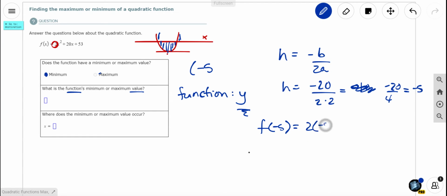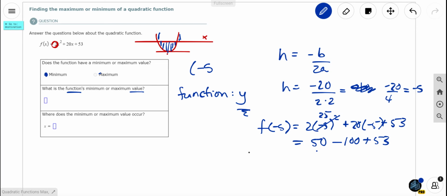So it's 2 times negative 5 squared plus 20 times negative 5, plus 53. I highly recommend, if you have time, push yourself on multiplying this by hand. Negative 5 squared is 25. 2 times 25 is 50. 20 times negative 5 is negative 100. Add your positives and you're going to get 103. Minus 100 is equal to 3. So what is the minimum value? 3.